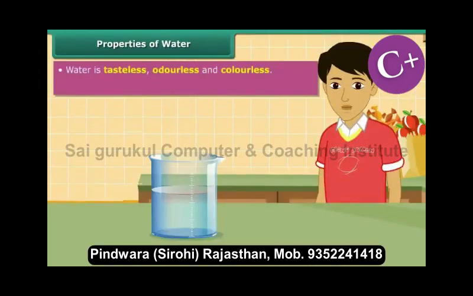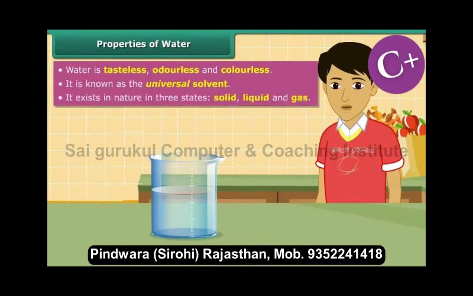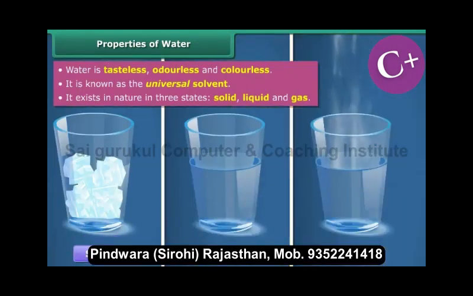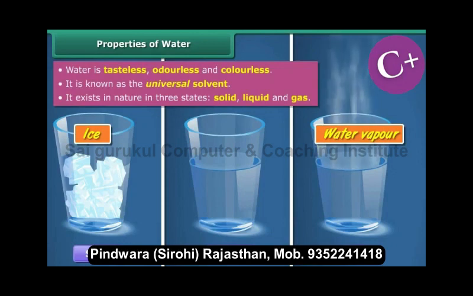Water is tasteless, odorless, and colorless. It dissolves many substances, so it is known as the universal solvent. It exists in nature in three states, that is, solid, liquid, and gas. In solid form, water is known as ice or snow. In gaseous form, water is known as water vapor or steam. But the most common form that water takes is the liquid form. It is in this form that it is known as water.